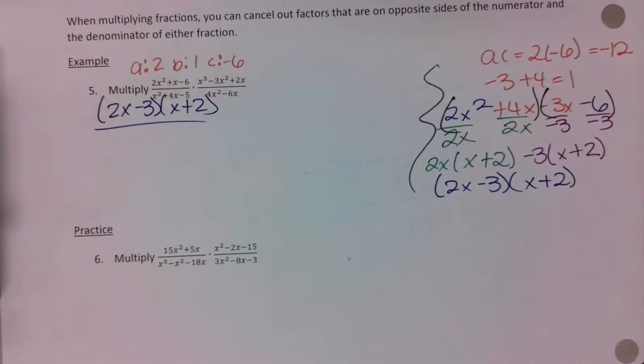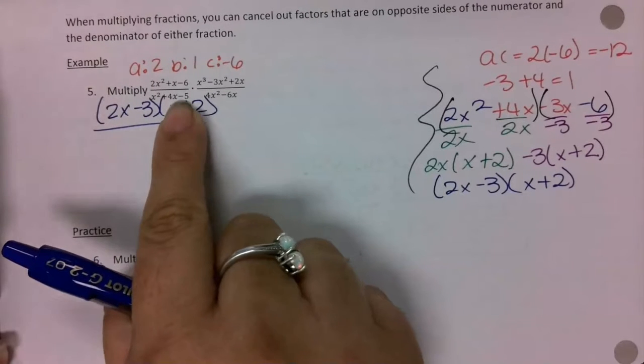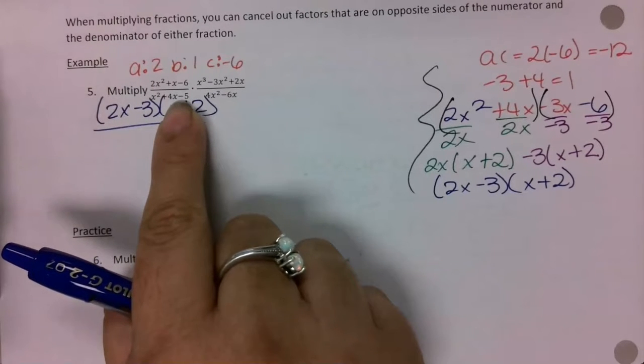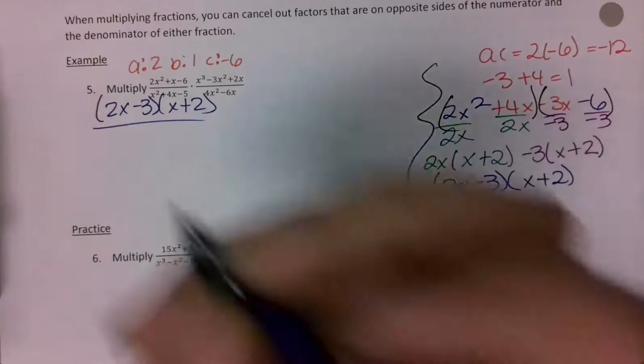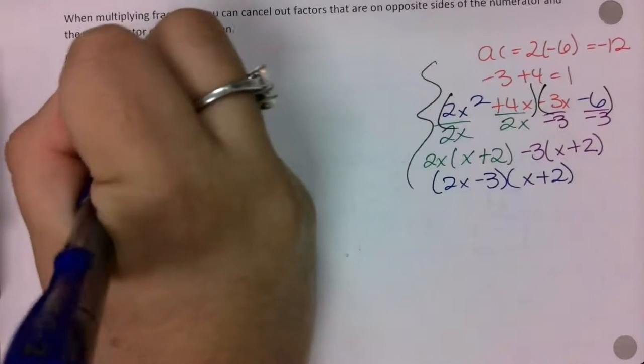What does my denominator factor to? So what multiplies to negative 5 and adds to positive 4? 5 and negative 1.